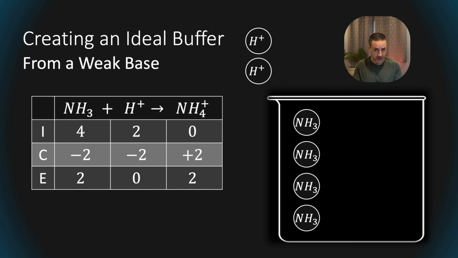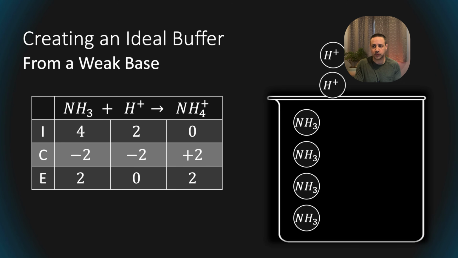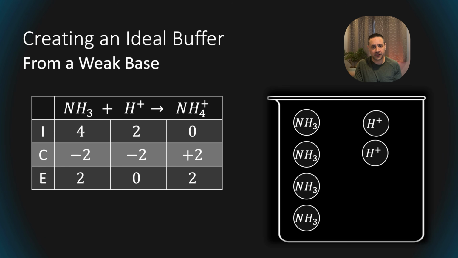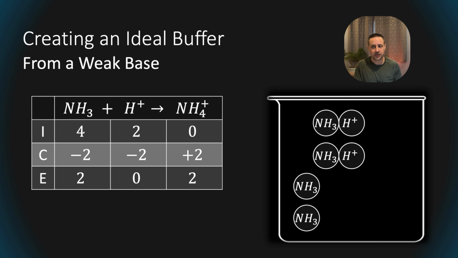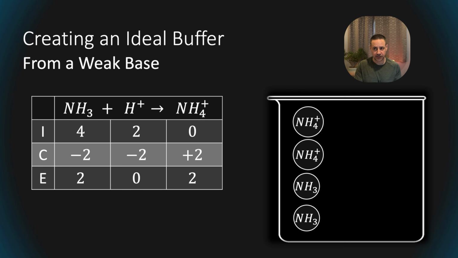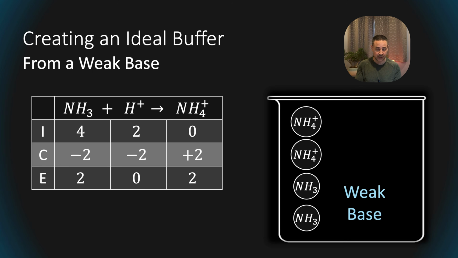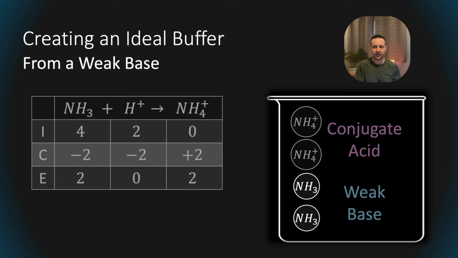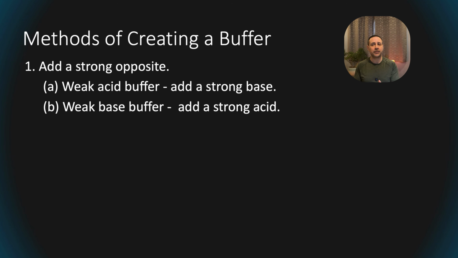To quickly review the first method in dealing with a base. All right, here's my NH3, the problem I had a moment ago. Let's assume I've got 4 representations. When we create this buffer by adding in the strong opposite, we want half as much because we're converting it into the conjugate. So we drop in half as much H+, they group up with the NH3s, they wind up becoming NH4+, and now I have 2 representations of each, the weak base, NH3, and its conjugate acid, NH4+. That's my ideal buffer.